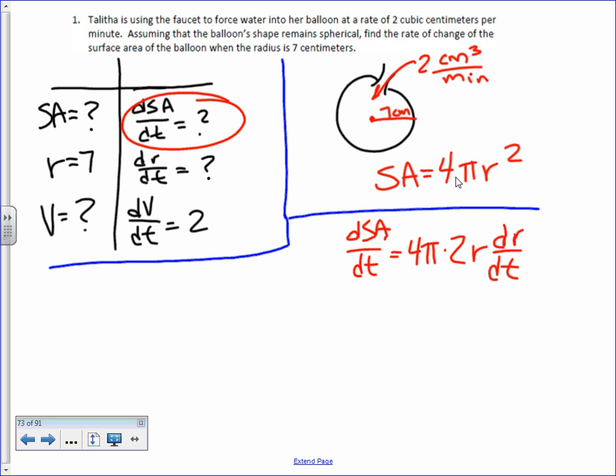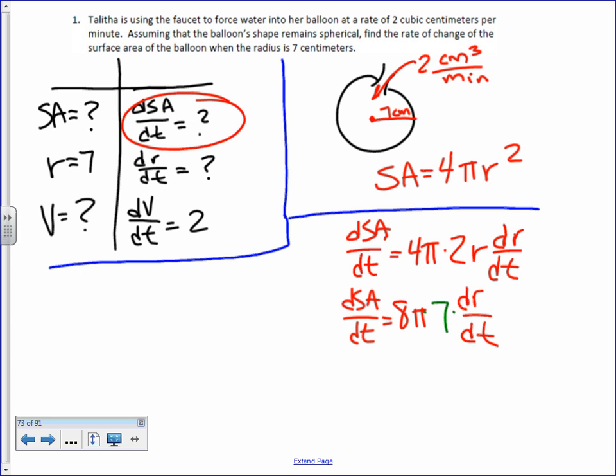R, do we know that? Yes, we know an R value, so we can plug that in. dr dt, do we know that? No, we don't have anything over here. So I'm going to plug in for R. So I've got dSA dt equals 4 pi. Actually, I'm just going to go ahead and make this 8 pi times 7 times dr dt.